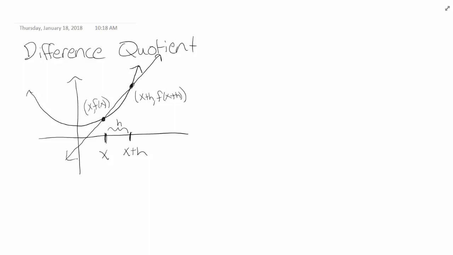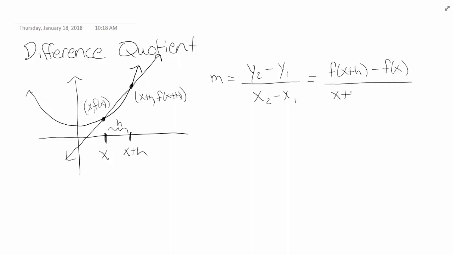Well, the slope of the line is the difference in the y values divided by the differences in the x values. In other words, y2 minus y1 over x2 minus x1. That's my slope, which we usually use m for. And I'm going to go with this point over here is my x2, y2, and this point over here is my x1, y1. So I'm going to have y2 is f of x plus h minus my y1, which is f of x, divided by my x2, which is x plus h, minus my x1, which is just x.